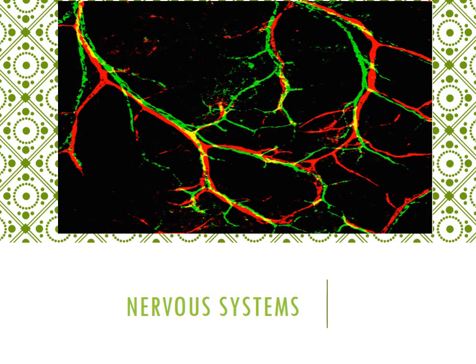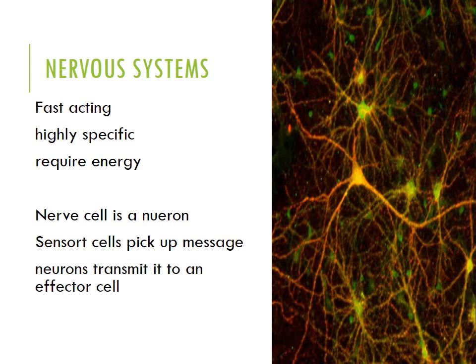Okay, now let's have a look at the nervous system. The nervous system is a lot quicker in its response when we compare it to the hormonal system. It is highly specific and it does require energy for this to happen.